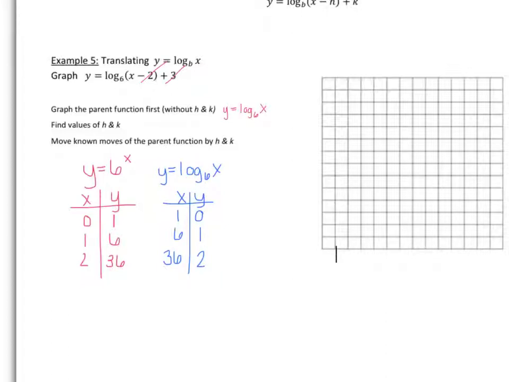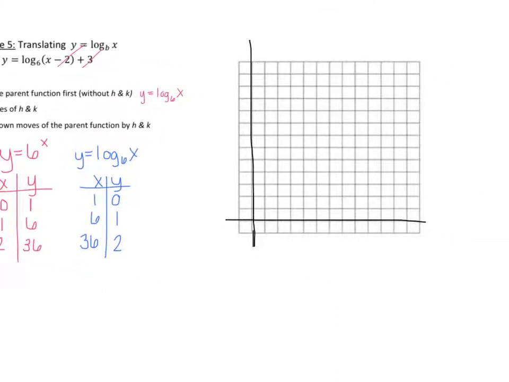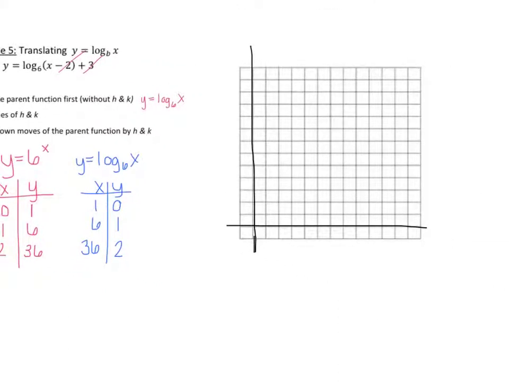Try to get your y-axis as far over as you can. Okay, so this is x, this is y. I need to get all the way to 36. I think if I make this one 36, so every block will be 3. So let's see, 6, 12, 18, 24, 30.